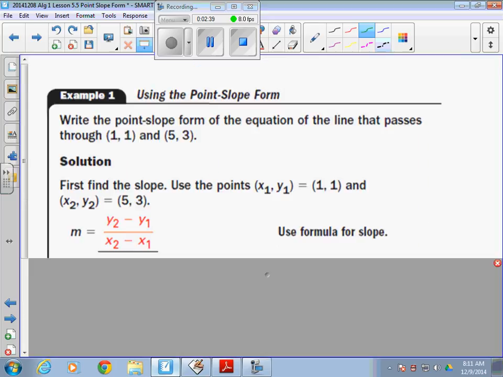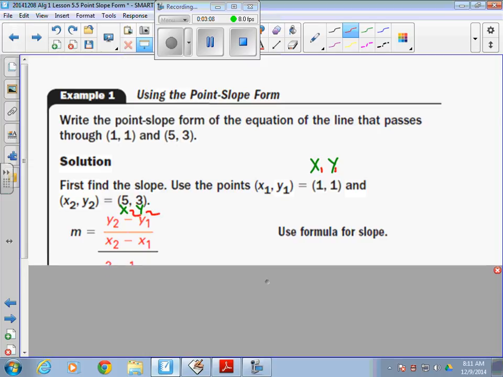Example number 1 is using the point slope form. It says write the point slope form of the equation that passes through 1, 1 and 5, 3. You're going to find the slope the same way. Your slope, or your m, is equal to y sub 2 minus y sub 1, the slope formula, over x sub 2 minus x sub 1. So just label them. This is x and y. This is x and y. Just label them as sub 1, which it is already, and sub 2. And plug the values in.